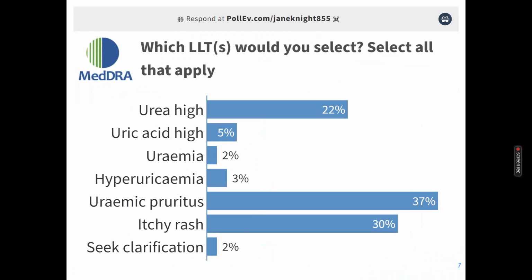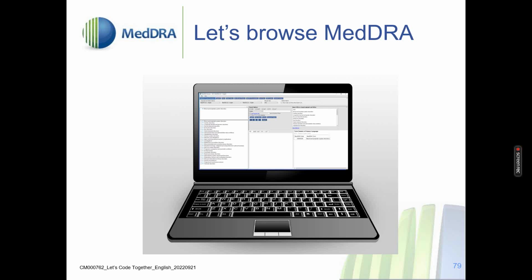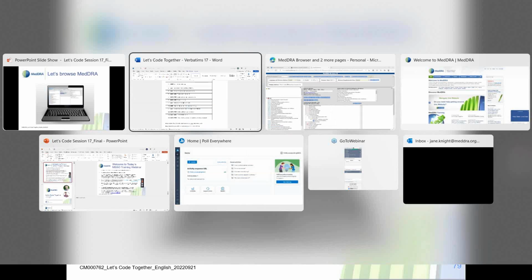So I think that's everybody voted. What have you selected? Uremic pruritus is a popular choice, itchy rash and urea high. So this is the dilemma. Do you select a combination term, here uremic pruritus, or do we select urea high and itchy rash, not making any assumptions or diagnosis, and split code? That's the dilemma. And you've echoed our thoughts when we saw this term for the first time as well. So we are literally coding together, as it were.